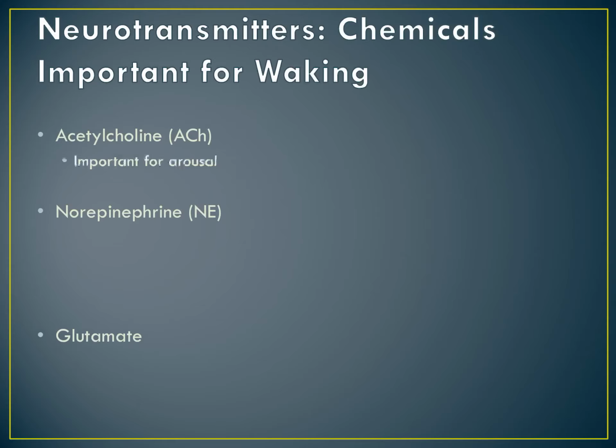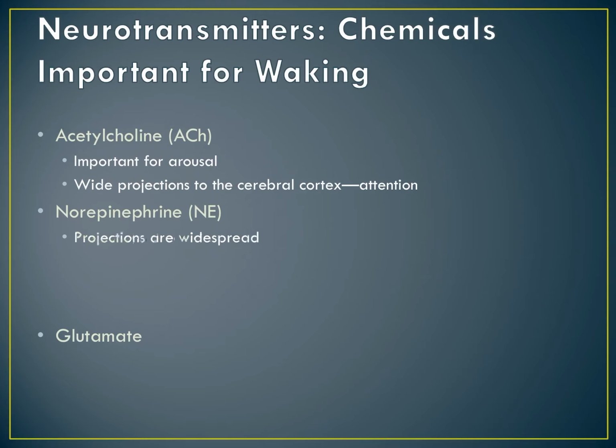So let's talk about the individual chemicals here. Acetylcholine is very important for arousal, and the projections and the receptors are very far-reaching. They're all over the cerebral cortex, which is a very large surface area of the brain, and it's very important. Acetylcholine is very important for attention.